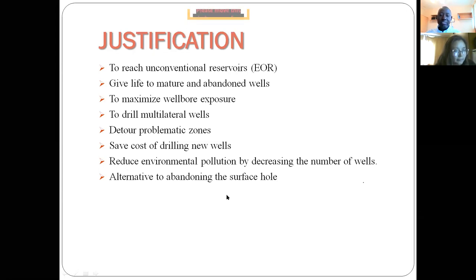An alternative to abandoning the surface hole, right? This I've already mentioned, that we make use of the upper section of the well. So for instance, after abandonment, we can re-enter the well, drill the cement plug, and at a certain depth, we can now drill a sidetrack or a lateral hole.